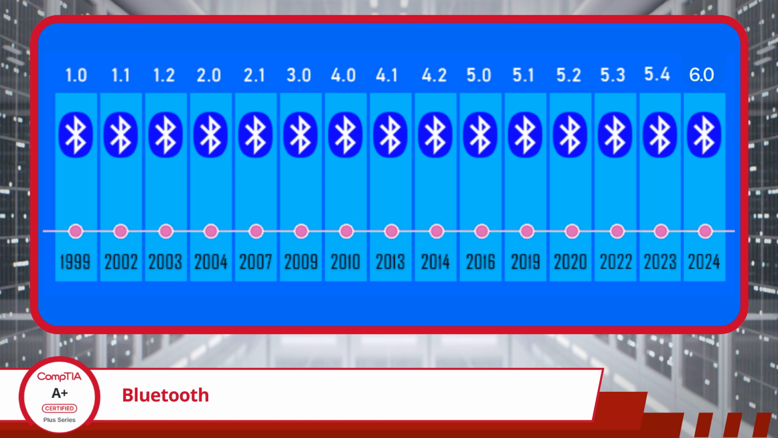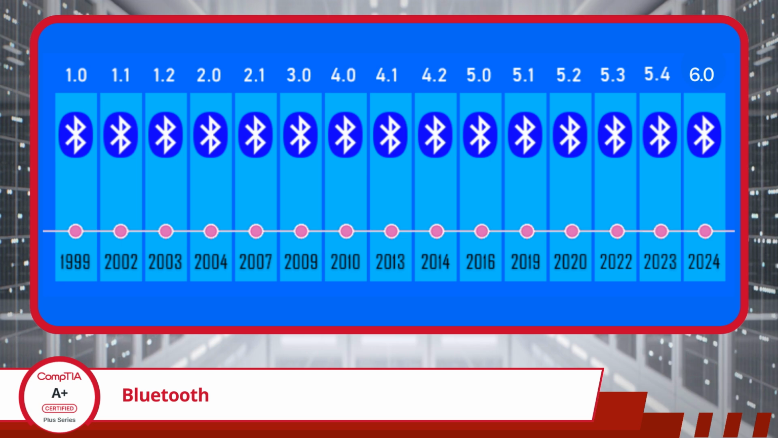A major turning point came with Bluetooth 4.0, which introduced Bluetooth Low Energy, often called BLE. BLE was designed for devices that require very low power consumption, such as fitness trackers, smart sensors, and other IoT devices. Bluetooth 5.0 focused on improving speed, reliability, and range while maintaining low power usage. Under ideal conditions, Bluetooth 5.0 can support communication over distances up to 100 meters for certain devices.